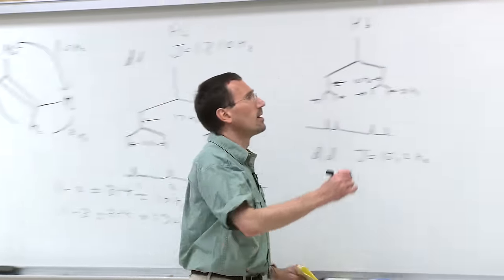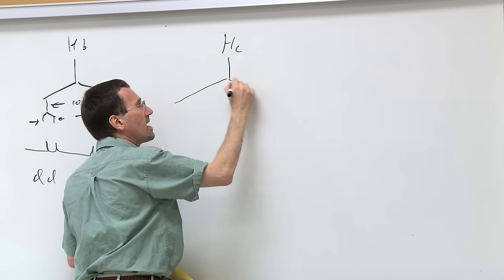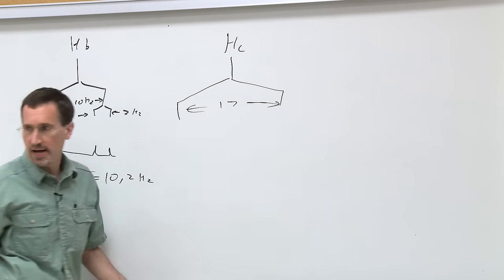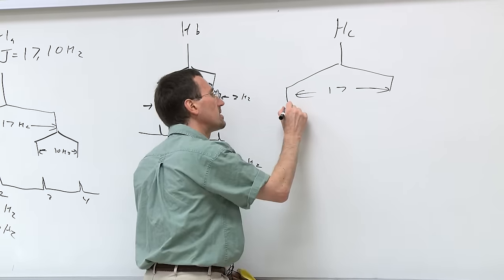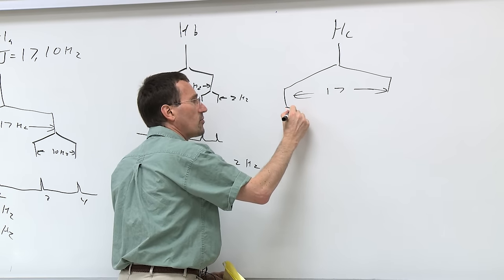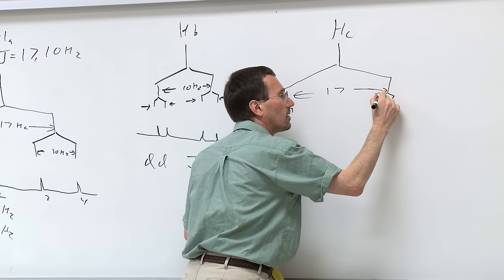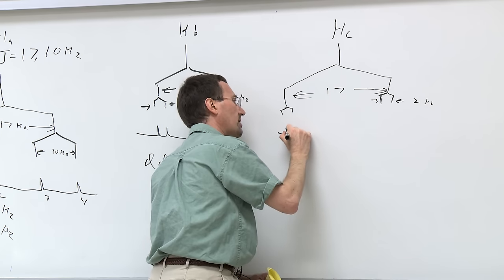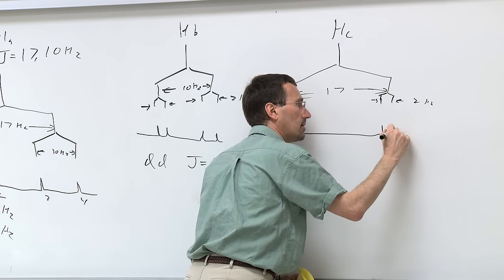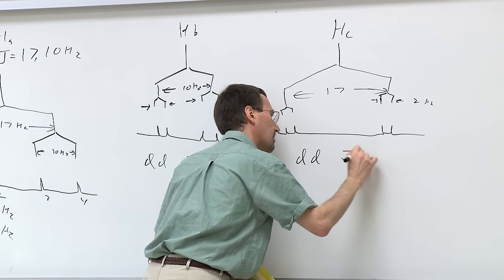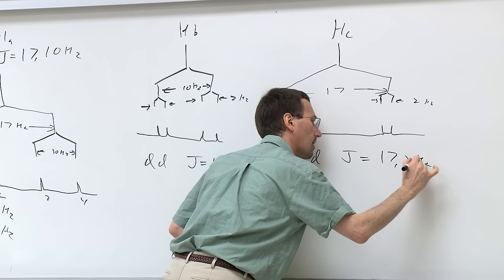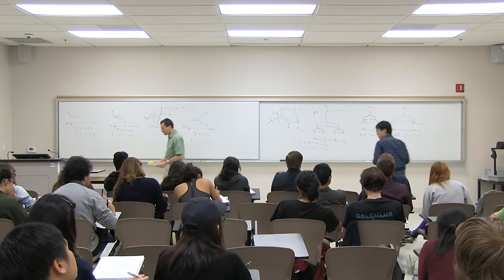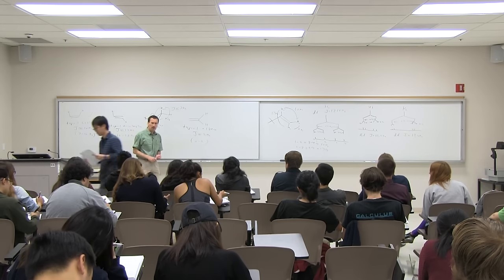And HC, in turn, would have a big J of 17 hertz. I always call the bigger J in a coupling constant big J and the littler J little J. So big J would be 17 hertz, which I've tried to match to my drawing on the other side of the blackboard. And then we'd have our splitting of 2 hertz for B to C. And so we get a doublet of doublets that looks something like this. Thoughts or questions?